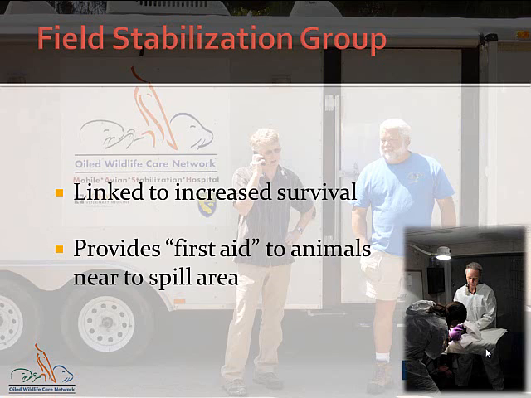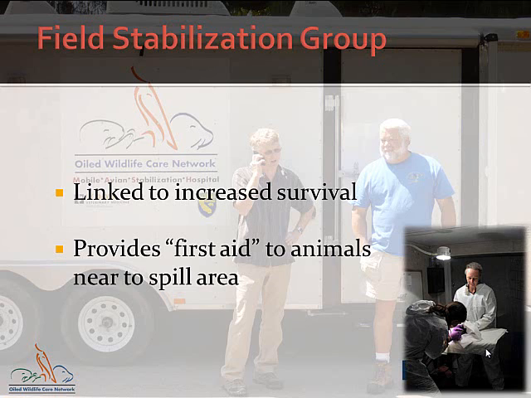So what we know is that the sooner you get that animal warmed up, give them fluids, get them in a quiet space, and try to reduce their stress, the better their chances are going to be for survival. So this is basically providing first aid to animals, especially if the primary care facility is far away. As you saw with the map, we have 12 primary care facilities and a huge coastline to cover. And so field stabilization provides that intermediate step.